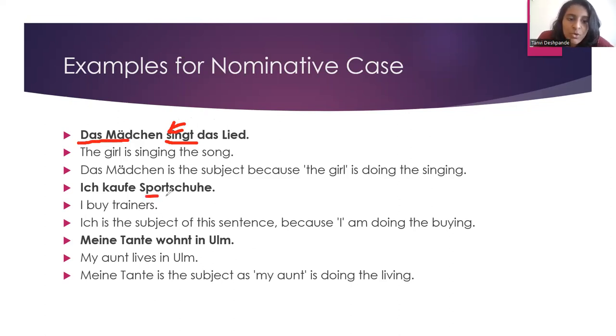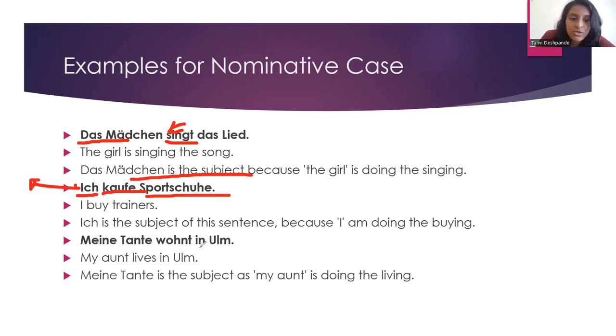Ich kaufe Sportschuhe. I buy trainers. So ich is the subject over here because ich, that is I, is doing the action, and the verb, that is kaufe, is conjugated according to ich. It's not conjugated according to Sportschuhe. It's conjugated according to ich. Ich is in the nominative.